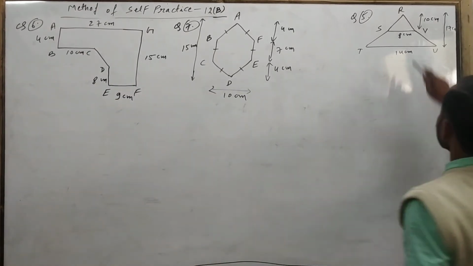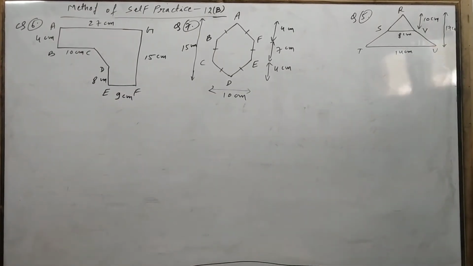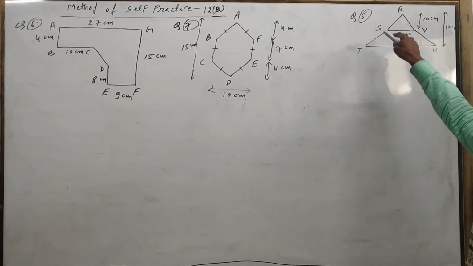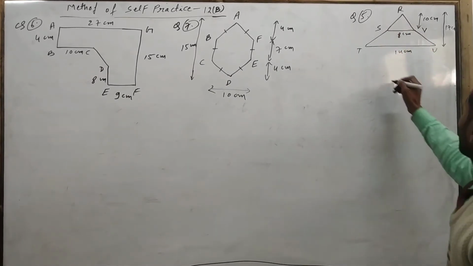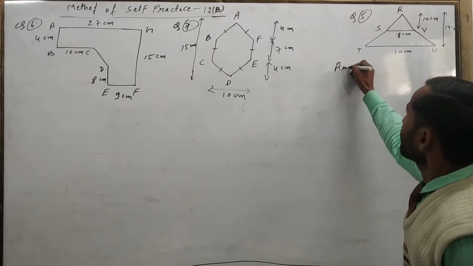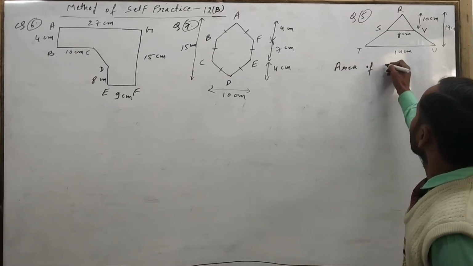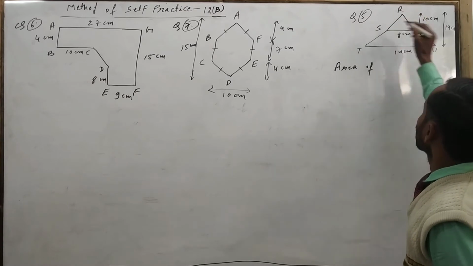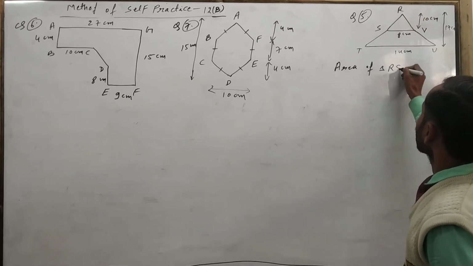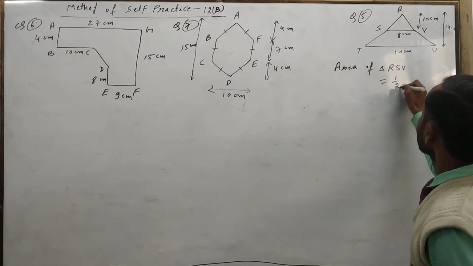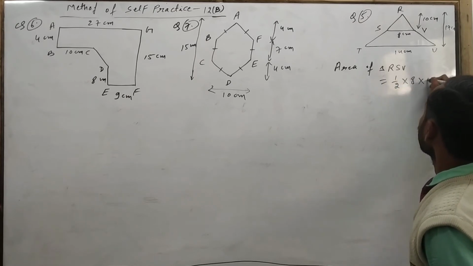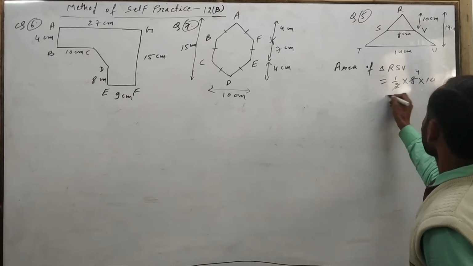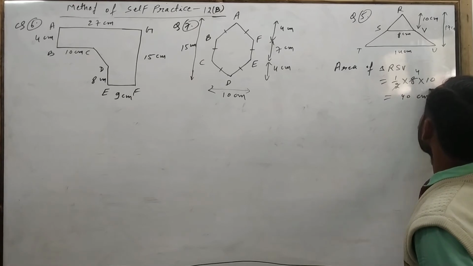Here again, this one is a triangle and this one is a trapezium. So we have to find both, then we will get the whole figure's answer. So here, use the area of triangle first of all. Area of triangle RSV is equal to half into base into height. So base is 8 and height is 10. We will cancel out 4. So it will come 40 centimeter square.